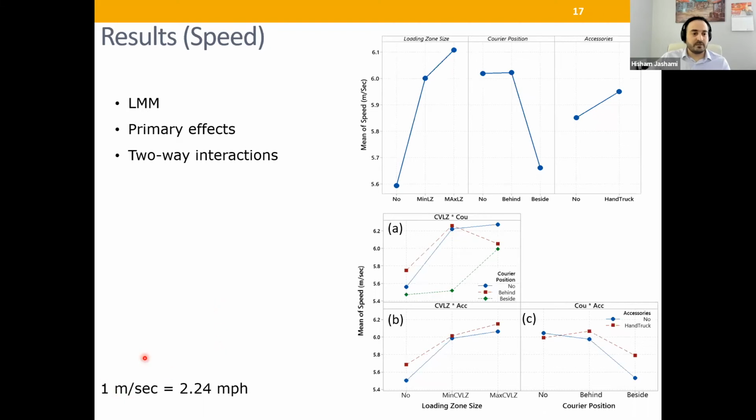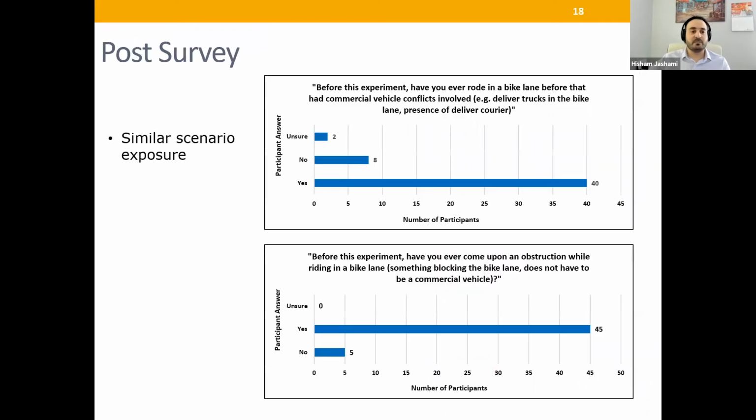And here's again for you guys. I will leave my email at the end of the slides. If you have any question about the statistical analysis, I would love to talk about that. We used linear mixed effects models to do the analysis for both lateral position and the speed.